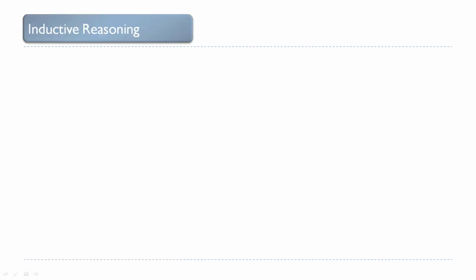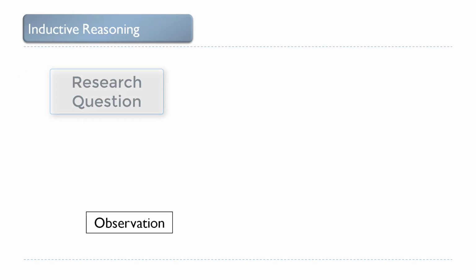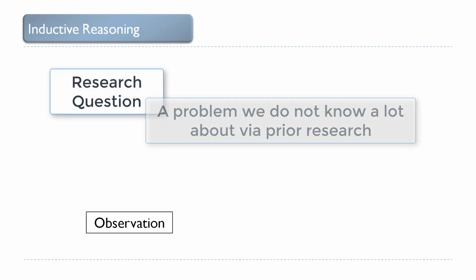Okay, let's move on to inductive reasoning. This is sort of the opposite loop, where we start with the data. Now, why would we do that? Well, it's because we have a research question in this case, but it's about a topic that we don't know a whole lot about in terms of research.